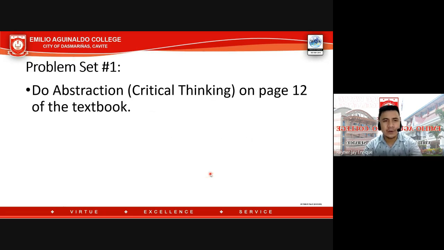Okay, now for your activity, for your problem set number 1, if you have your textbook with you, do the abstraction critical thinking on page 12 of the textbook. If you have any questions, don't hesitate to ask, don't hesitate to message your instructor.